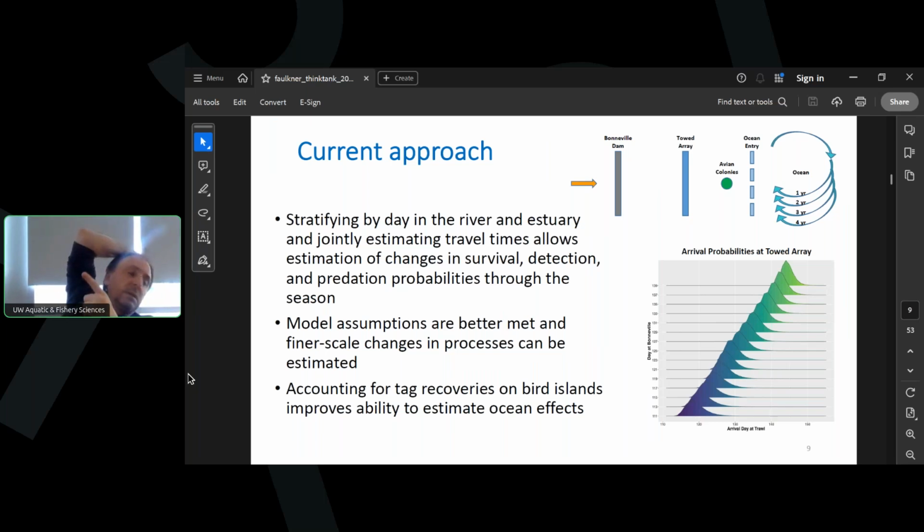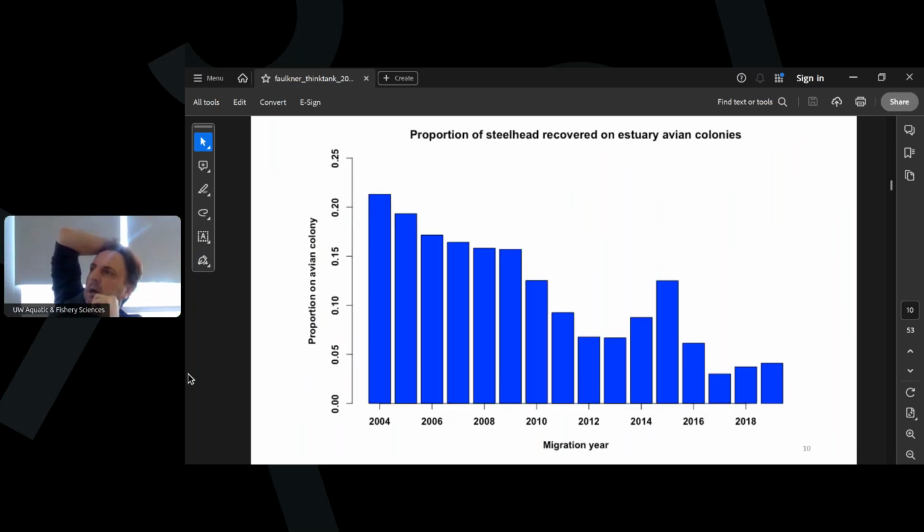You can see why, if we go to the next slide, why that's important, because this is the proportion of steelhead that were recovered on East Sand Island, tern and cormorant colonies over time. And you can see that there's been management, there's been hazing, there was a year when eagles came and scared a bunch of birds off, and so it changes through time and it's been declining. And if you're not accounting for that, you could be confounding it with what's happening in the ocean and clouding your ability to estimate what's happening in the ocean.